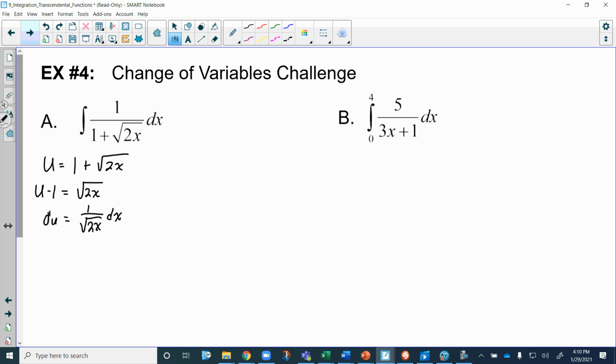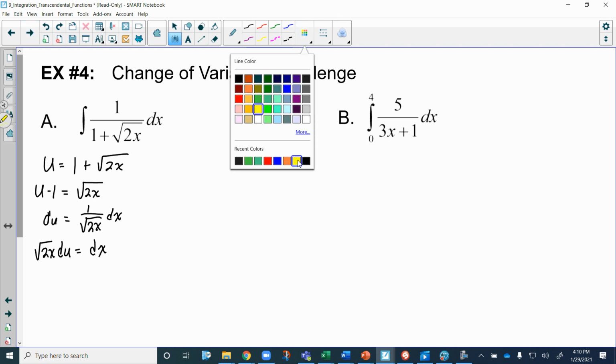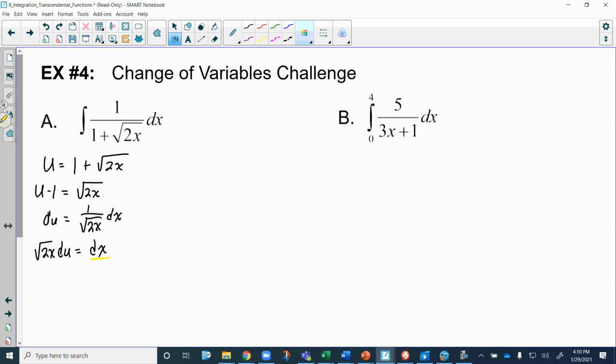And that right now doesn't quite match what we have, because if I'm looking at the entire denominator as u, then I need to get just 1 dx left over. So I'm going to multiply both sides by the square root of 2x, and that'll give me the square root of 2x du equal to just 1 dx. Now we can see that if we go back and look, here I have 1 dx, and here I just have 1 dx, so now it matches.